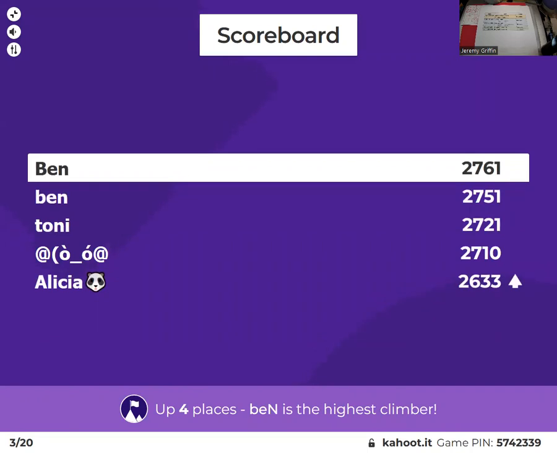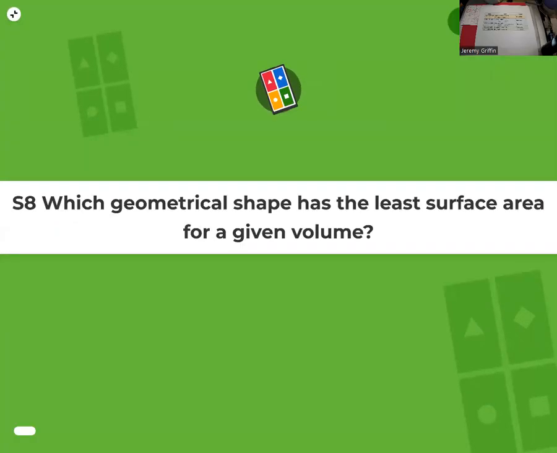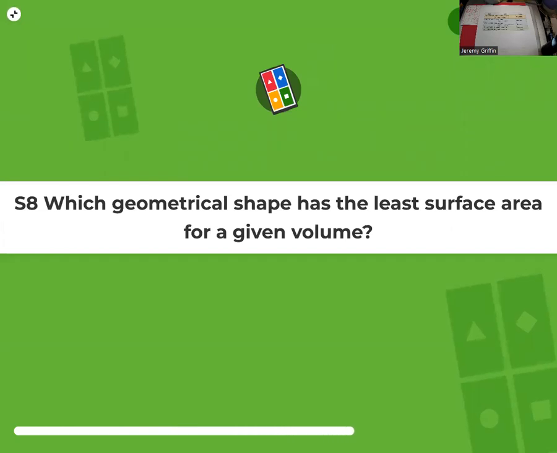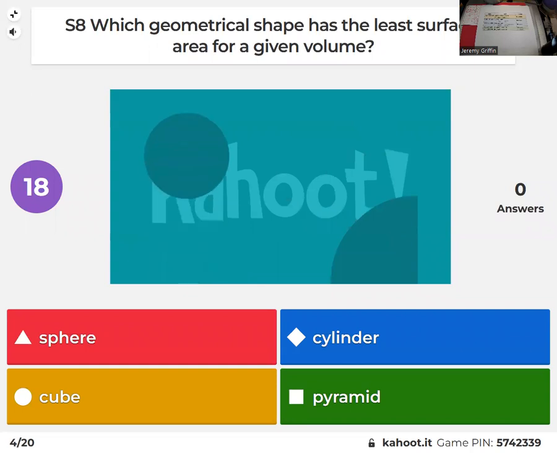Ben, move into the top. Right ahead of Ben. Which geometrical shape has the least surface area for a given volume? If you want to minimize surface area. So you had some like Play-Doh. Which one of those shapes would be the least surface area for that Play-Doh?